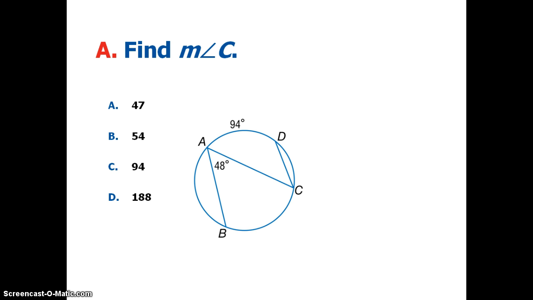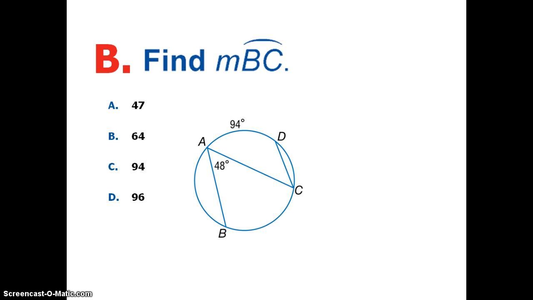Looking at this, I want you to find the measure of angle C. When it talks about angle C, it's talking about this angle right here. That's going to be half the arc, so it's going to be 47. Find the measure of arc BC. That's going to be twice the angle, so it's going to be 96.